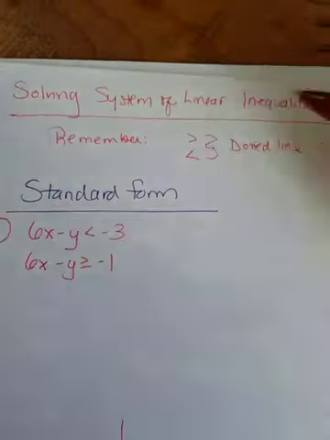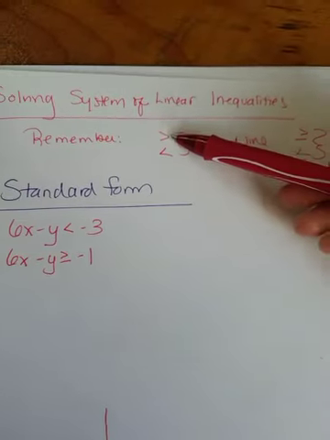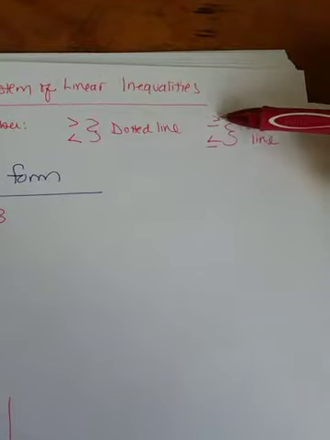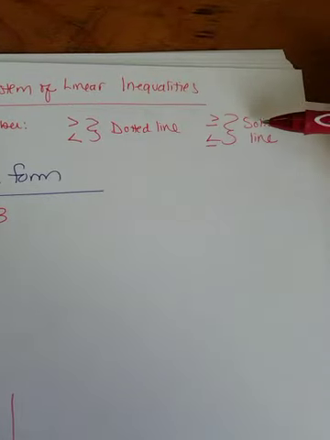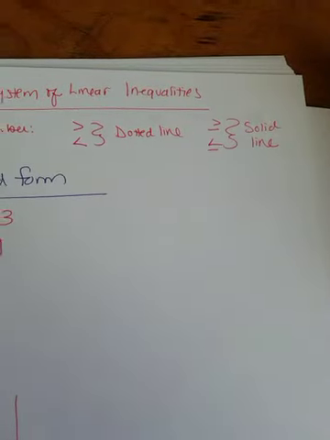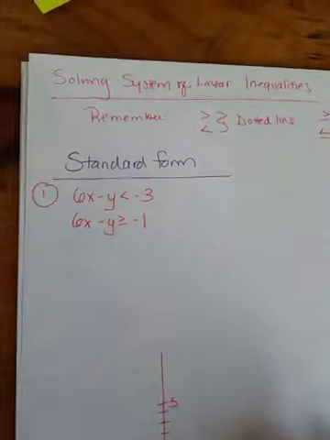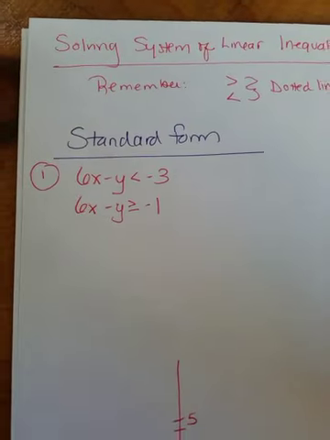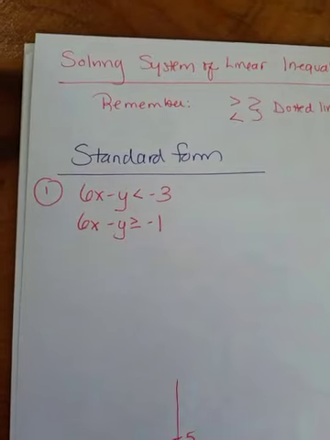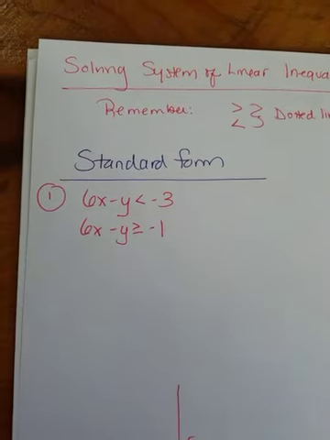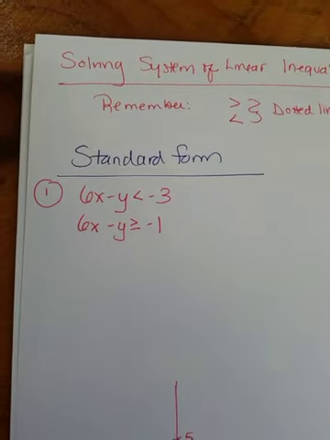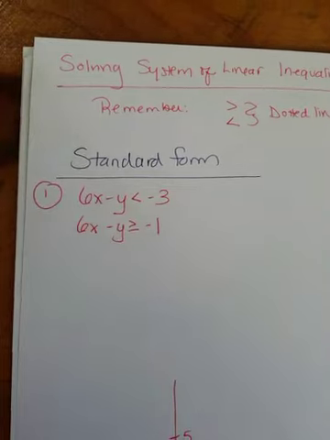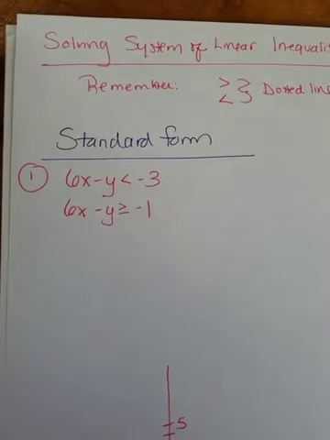So remember from last week, if it is a greater than or less than symbol, our line is dotted. And if it's greater than or equal to or less than or equal to, it's a solid line. So let's jump into number 1 and number 2. They're both going to be in standard form. So I'm showing you 2 examples with standard form, which is just like your homework tonight and tomorrow. 2 with standard, 2 with slope-intercept, and then we will be moving on Wednesday.